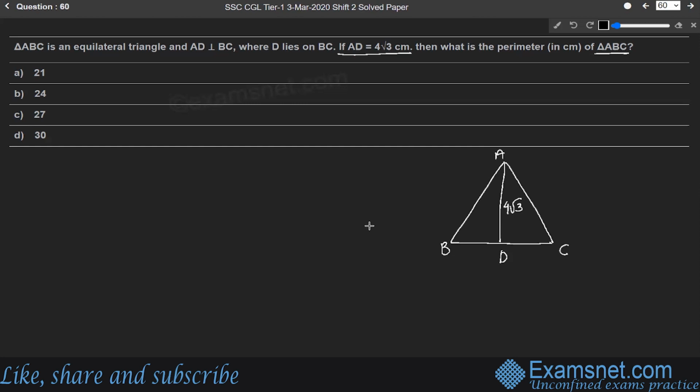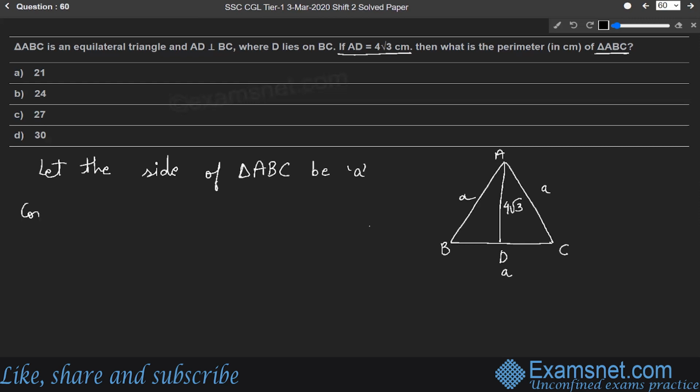Perimeter means sum of all the sides, right? For an equilateral triangle, perimeter means sum of all the sides. It means first we need to find the side of this equilateral triangle. So let the side of triangle ABC be A. Okay. Since it is an equilateral triangle, so all the sides will be equal, means all the sides are A. Now, in order to find the length of A, we need to use a very, very important concept.